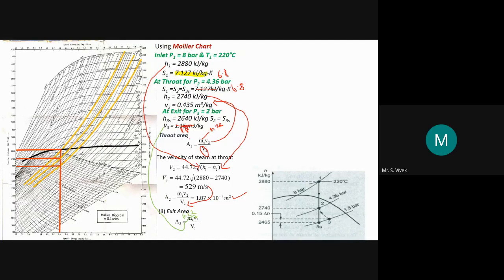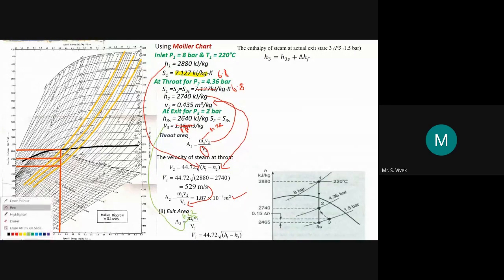We have to find out V3. So V3 is equal to 44.72 into root of H1 minus H3. But what is the change? That is the question here. Actually, in this problem, delta HF is given, right? Delta HF is given. So actually, we need H3. We have the H1 value, but we don't know the H3 value.